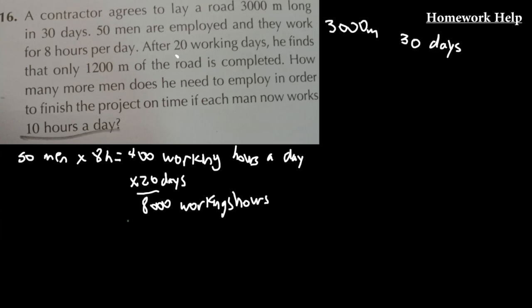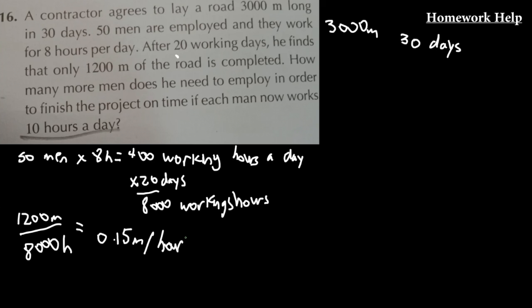He finds that 1,200 meters of road is complete. Okay, so now how many more men does he need to employ in order to finish the project on time if now each man works 10 hours a day? Okay, they've finished 1,200 meters. So by dividing 1,200 by 8,000, on average 0.15 meters gets completed per hour of work. Okay, so now we have some sort of rate.